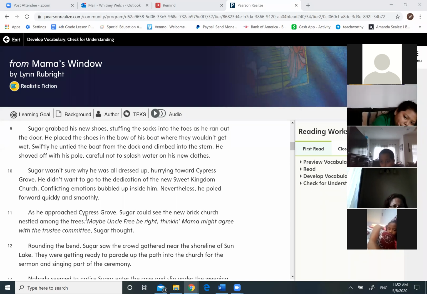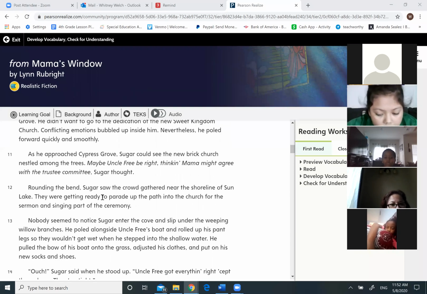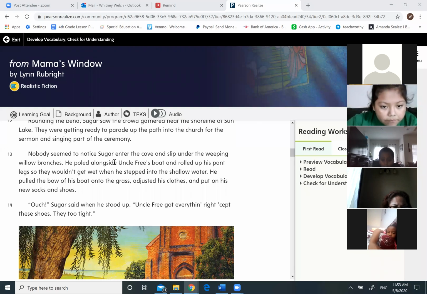Okay. It says, as he approached Cypress Grove, Sugar could see the new brick church nestled among the trees. "Maybe Uncle Free be right, thinking Mama might agree with the trustee committee," Sugar thought. Rounding the bend, Sugar saw the crowd gathered near the shoreline of Sun Lake. They were getting ready to parade up the path into the church for the sermon and singing part of the ceremony. Nobody seemed to notice Sugar enter the cove and slip under the weeping willow branches. He pulled alongside Uncle Free's boat and rolled up his pant legs so they wouldn't get wet when he stepped onto the shallow water. He pulled the bow of his boat onto the grass, adjusted his clothes, and put on his new socks and shoes.